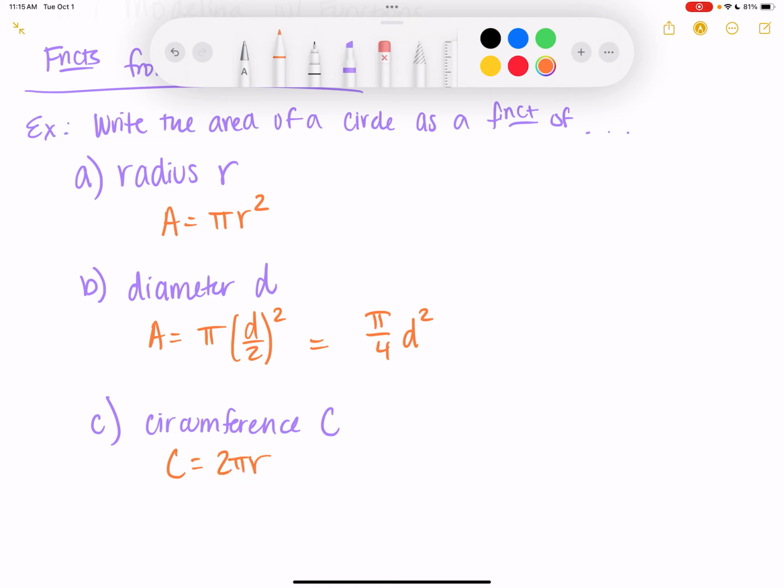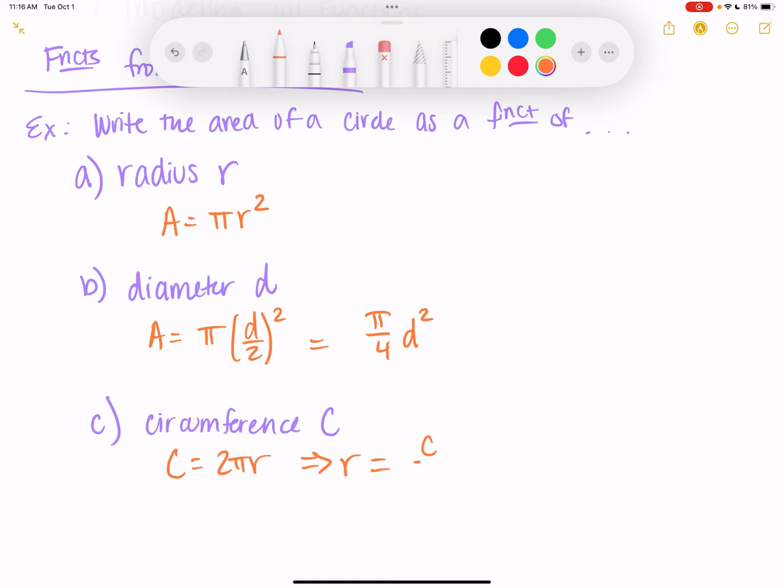Now, in area, the only thing that is the same, in terms of a variable, is r. So I need to solve for r. I need to get r by itself in the circumference formula. So with r by itself, what am I left with? r equals C over 2 pi.